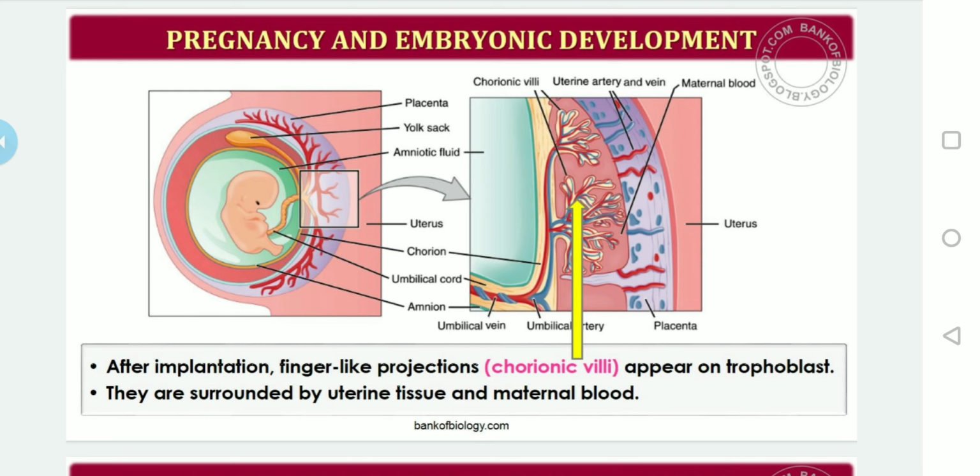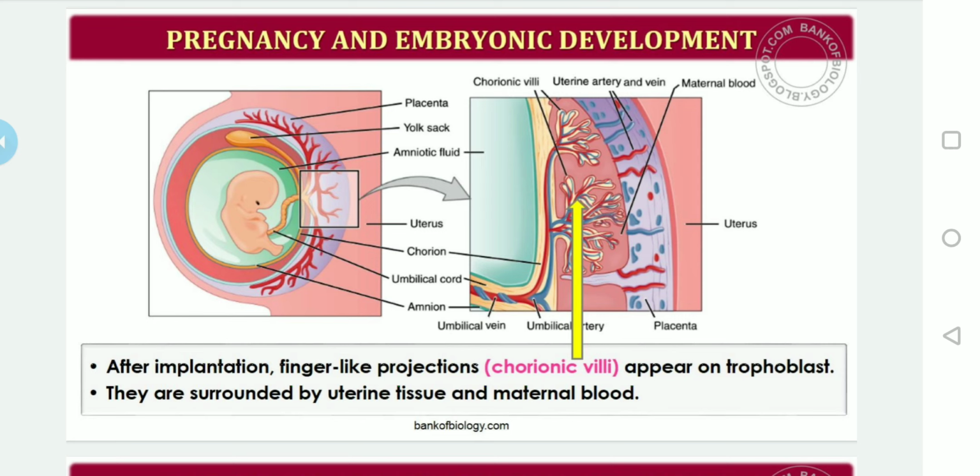Remember what happens after the implantation? The finger-like projections appear on the trophoblast, called chorionic villi. Where do they appear? On the trophoblast. Then where are they surrounded? They are surrounded by uterine tissue and maternal blood.